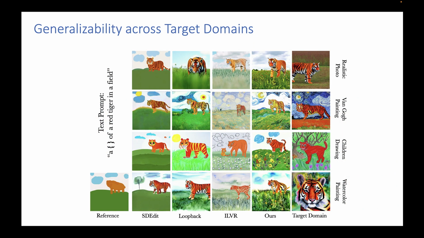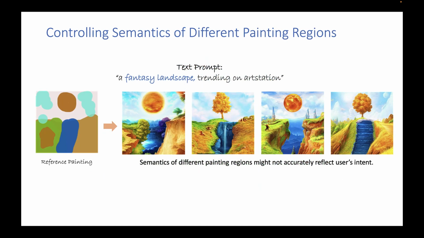Finally, in addition to just performing photorealistic image synthesis, we also observe that the GradOp approach is highly generalizable across a range of target domains, such as Van Gogh painting, children drawing, watercolor painting, and so on and so forth. While the proposed approach allows for the generation of image outputs with improved realism, we find that sometimes the semantics of different painting regions might not accurately reflect the user's true intent.